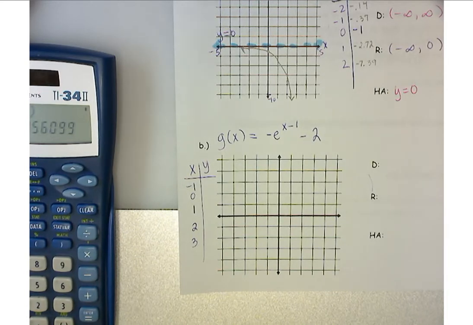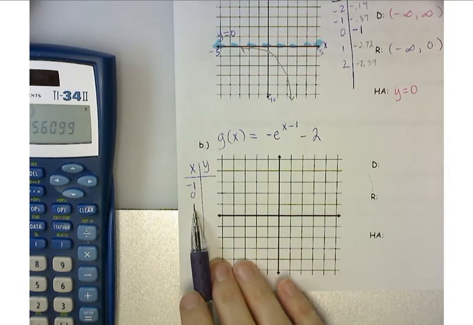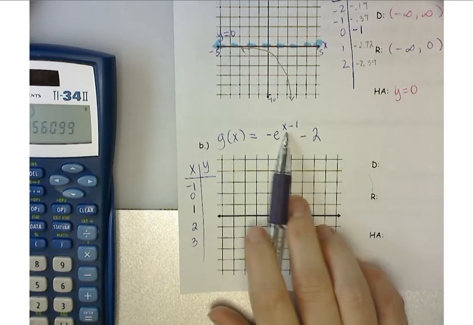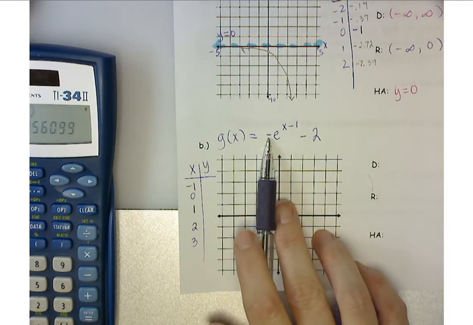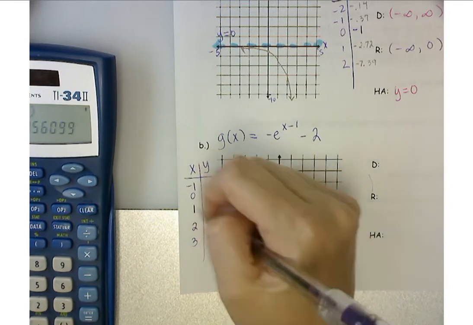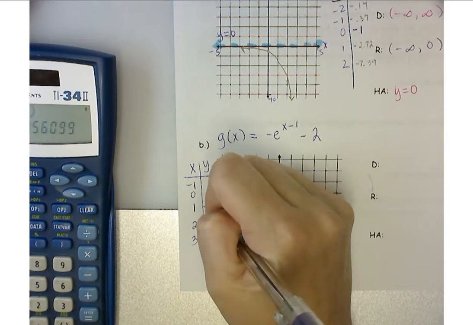All right, and then, like I said, you can either plug them in, or you can think of it: if I'm going 2 down, 1 to the right, we already took care of the 1 to the right, now we're going to do 2 down. We can check it for when we plug in 1. When I plug in 1, 1 minus 1 is 0. Anything to the 0 is 1. So this would be negative 1 minus 2, which is negative 3.